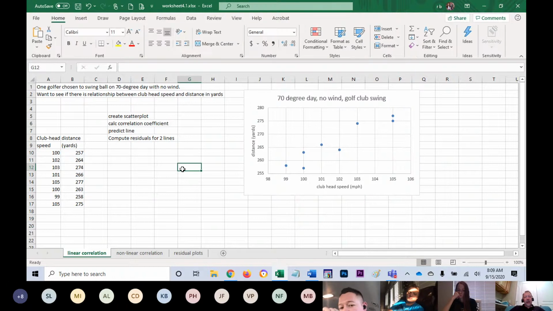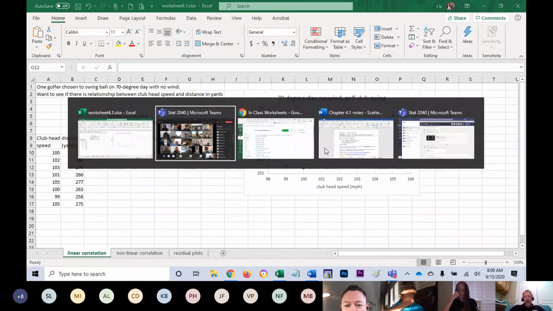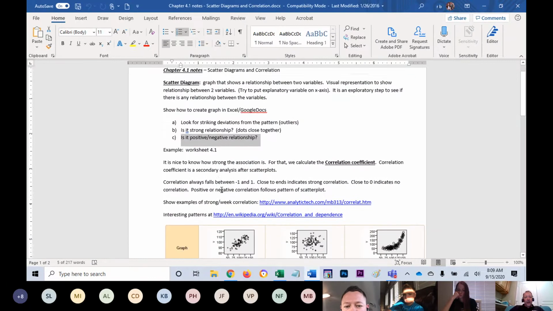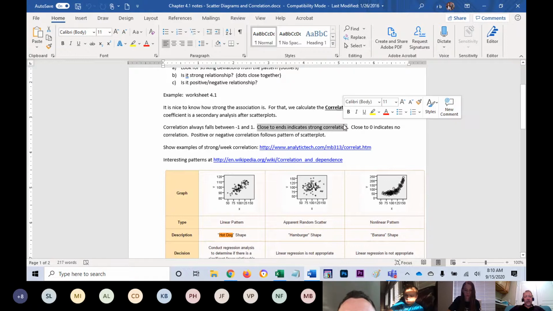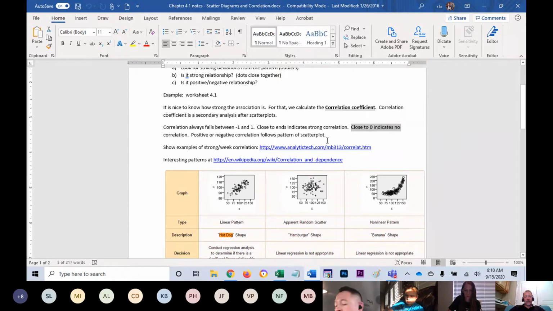All right, now the idea here is, let me go back to my notes for a minute. It looks like we could probably draw a straight line through this roughly, right? We're trying to see how strong the association is, and for that we're going to calculate the correlation coefficient. I'll show you how to do that in just a minute. Correlation always falls between -1 and +1. Close to 1 or -1 indicates strong correlation. Close to 0 often indicates no correlation. And then we're looking for positive or negative correlation.